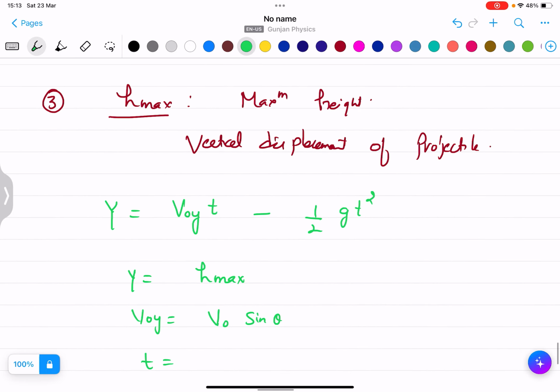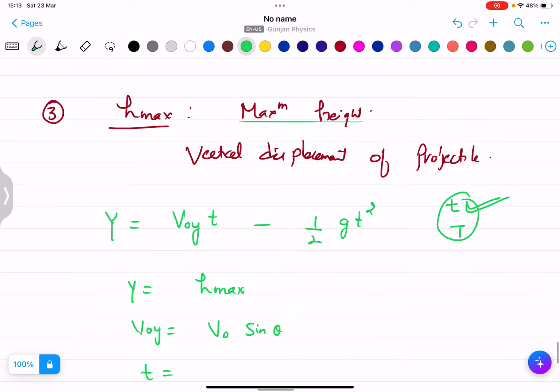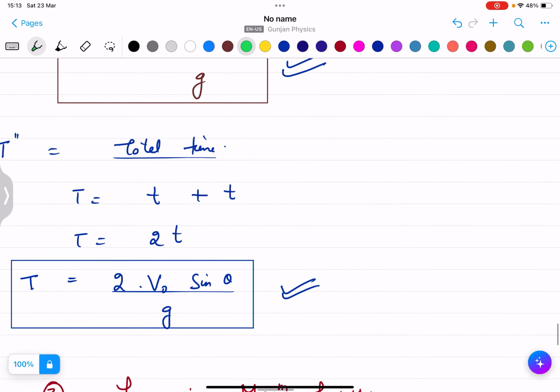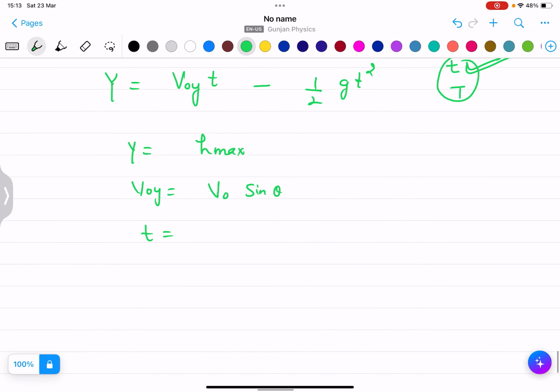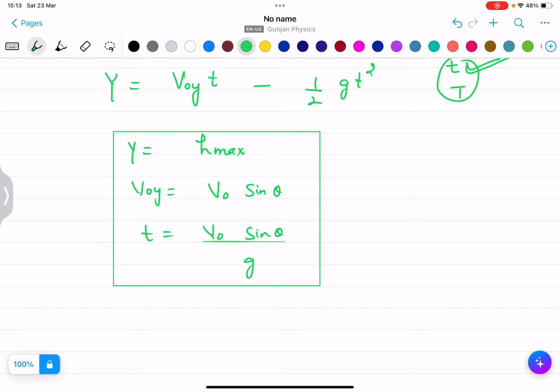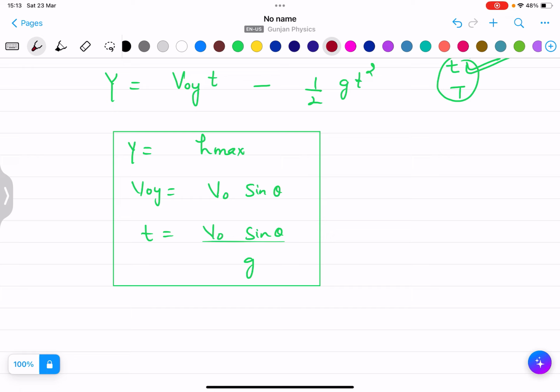Now, this is the maximum height. We need to see what this t is. Is this small t or the capital T? So we will use the small t. Why are we using the small t? Because the maximum t is till here, the half motion till here. So we will use small t, right? So what is small t? Small t is v naught sine theta by g. So we will use these things in this expression, putting the values, and we will find the expression.